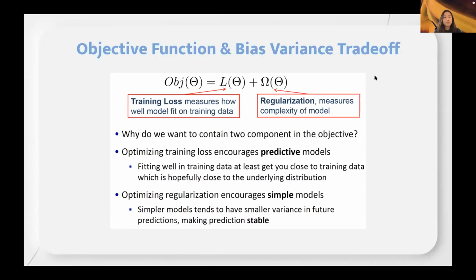The training loss part measures how well the model fits the training data. And the regularization basically measures the complexity of a model. Why do we want to look at 2 key parts? It's because we can't only focus on one component of the objective function. If we just want to minimize training loss as much as possible, we might have a very good performing model that gives you really good results.